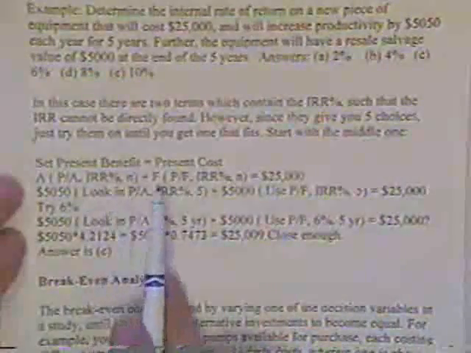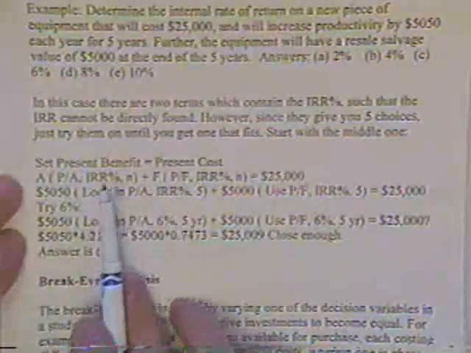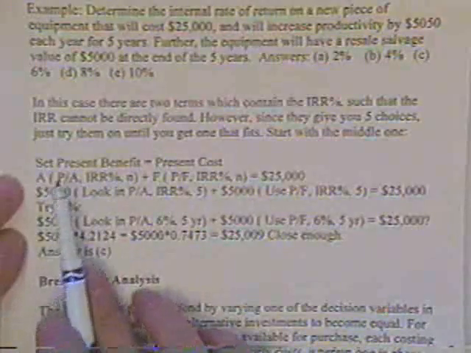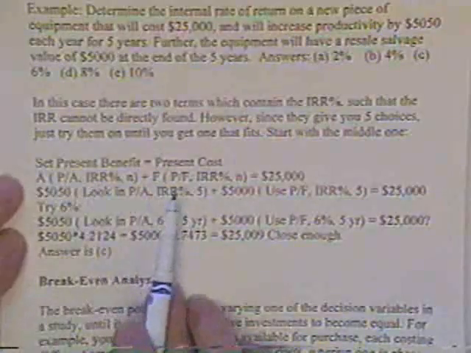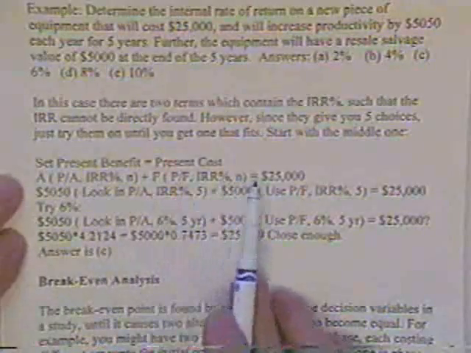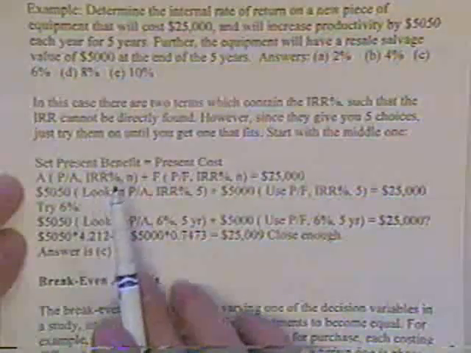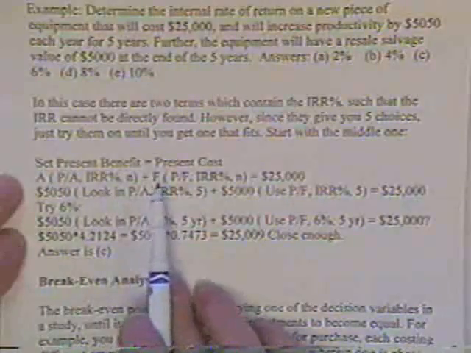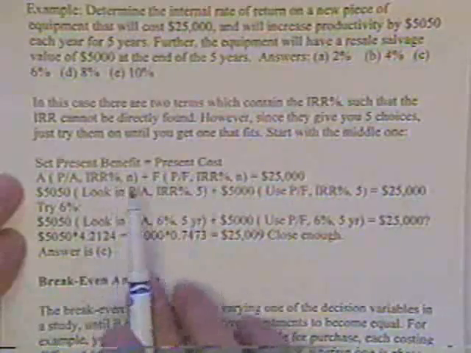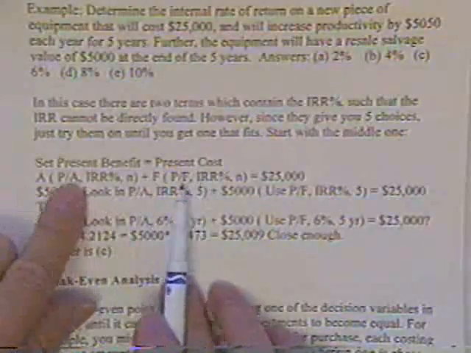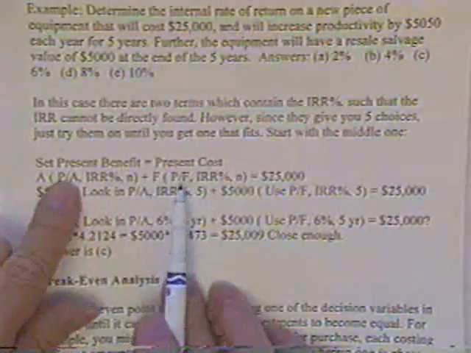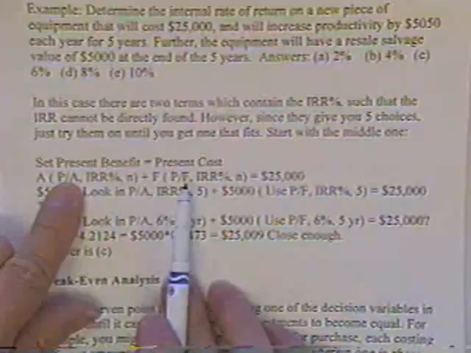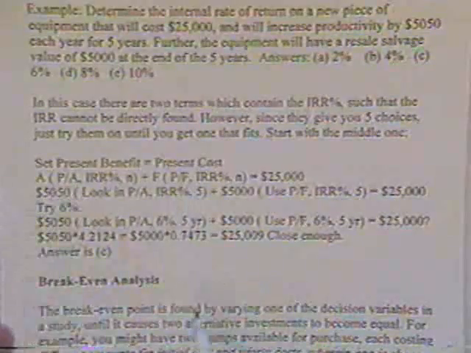Now then, there are 2 terms which have IRR in them, namely the present benefit due to the annual increase in productivity, 5,050 times P over A, IRR, equal to the present cost, and the benefit is also because you're going to get some $5,000 back at the end of the payment period. And so there's 2 terms that have IRR, and they come from 2 different columns. And therefore we can't just add them together somehow and find the answer. And so in this case, we're going to have to go to the tables immediately.